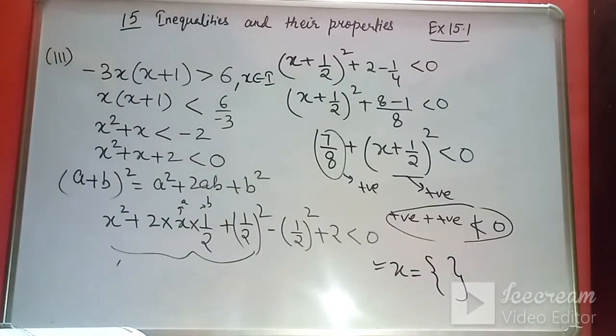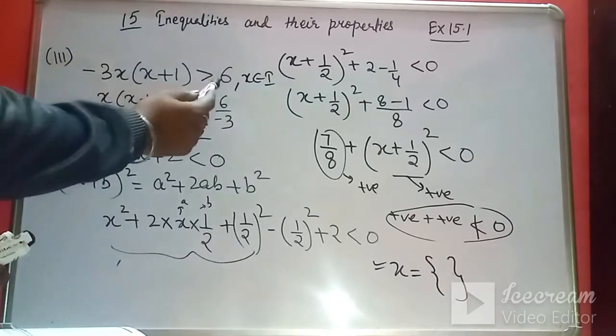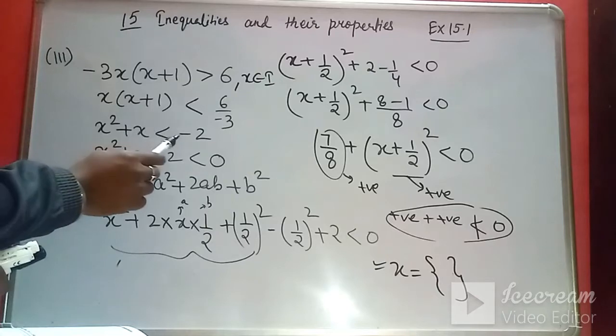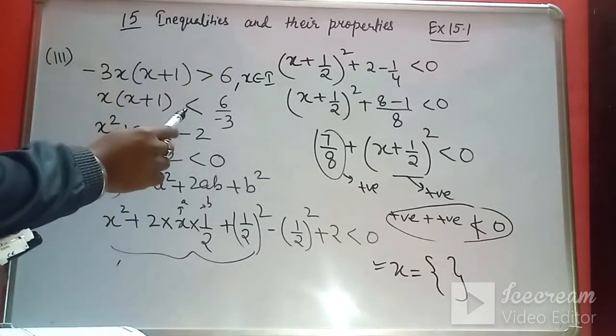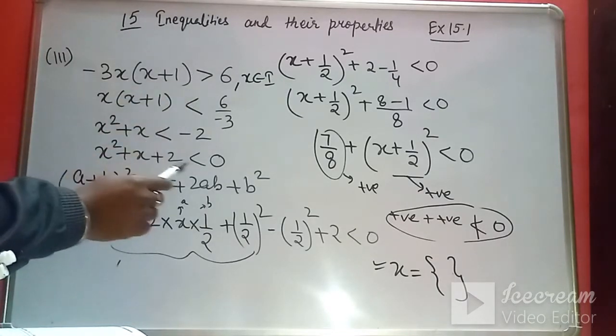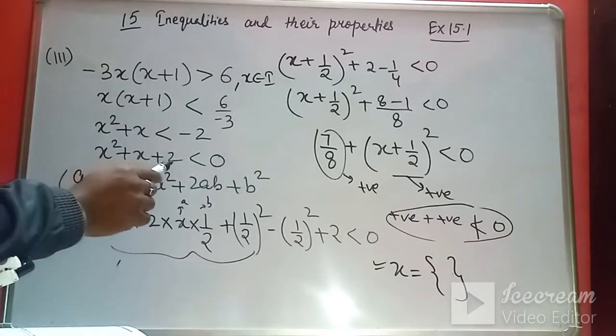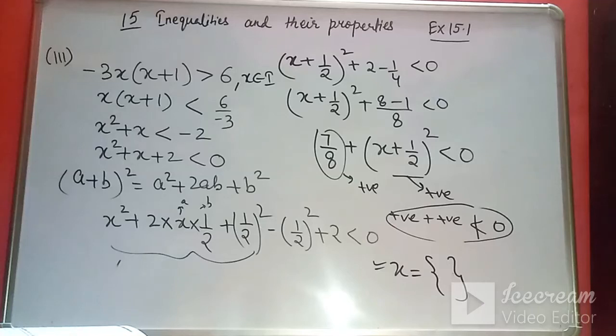Okay, so one more time I am explaining it. I will take minus 3 here. It becomes minus 2. So it is x square plus x. This sign of inequality changes from here to here. It is minus 2. Now what I am doing here, I am trying to make it a perfect square.